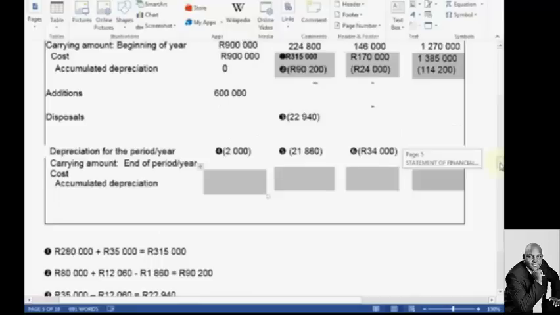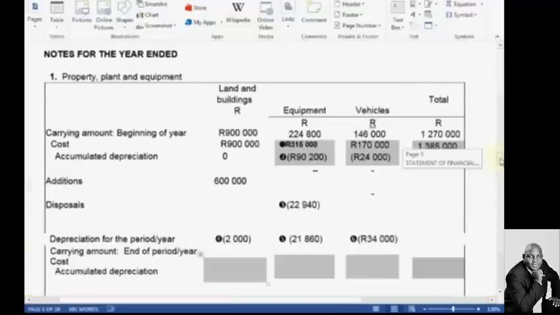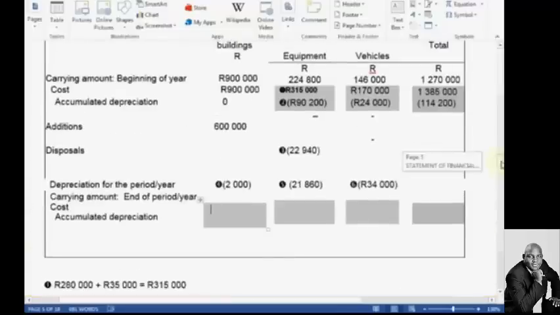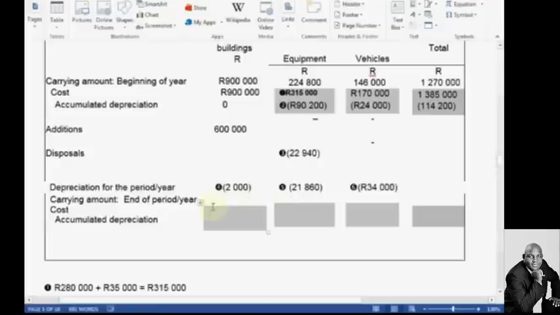I'm just gonna put this as workings also, just for your sake, so that it doesn't confuse you. I know it tends to confuse students from time to time. Okay, now we need to find the cost at the end of the year for the land and buildings.